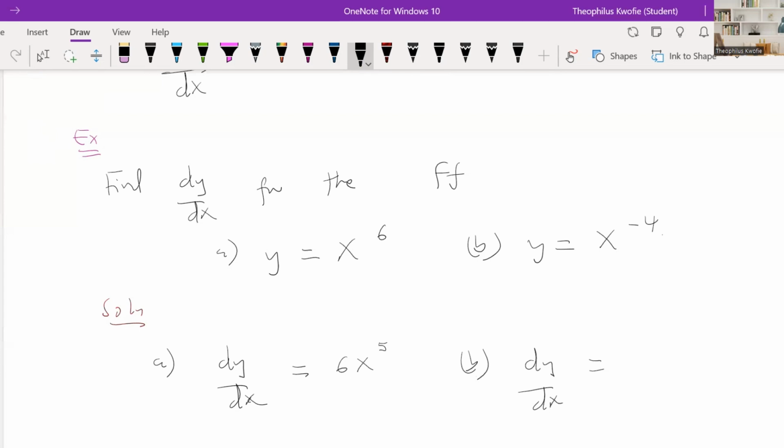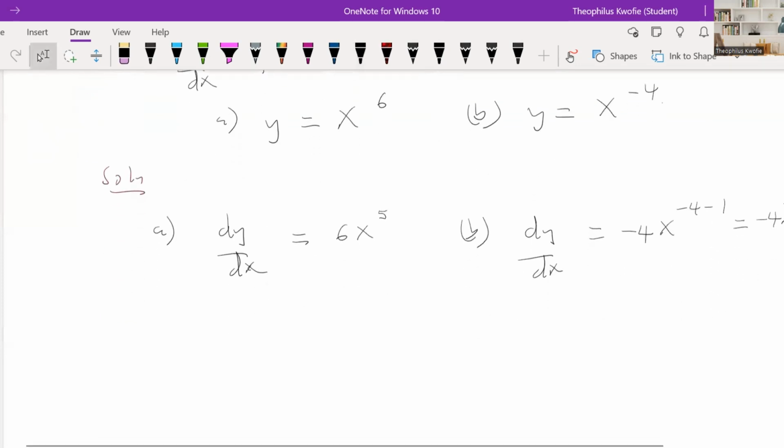For part b, we drop the power. The power is minus 4. We drop it. Then we reduce the power of the function by 1. And that gives us something like this, right? How many of you get this one? Good. So this is what we are going to get.